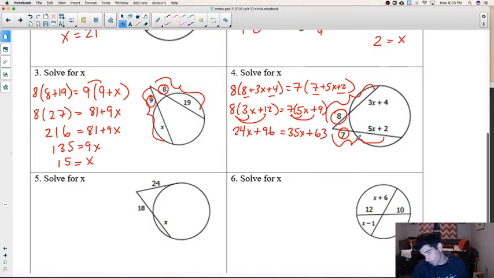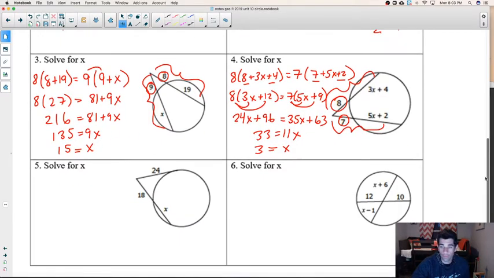Move the x's to one side, the numbers to the other side. We're going to get 33 equals 11x. So you're going to get x equals 3. All right, so hopefully this is all helping. Pause. Try 5.